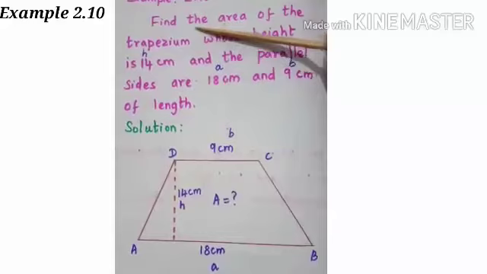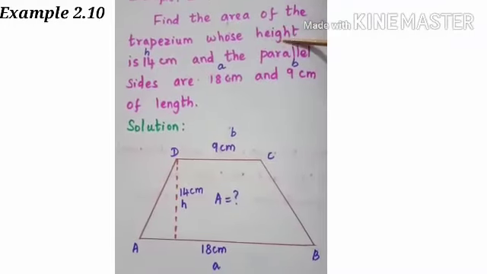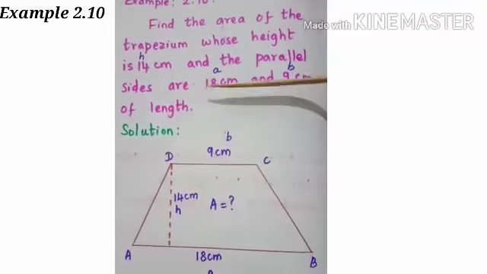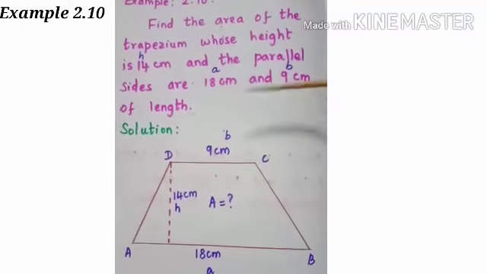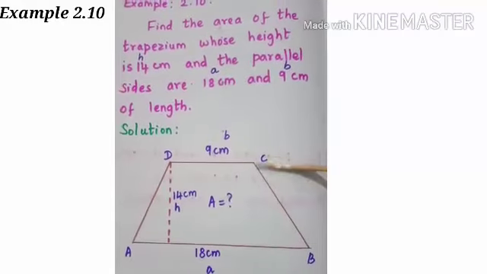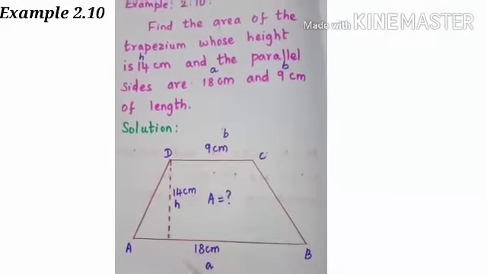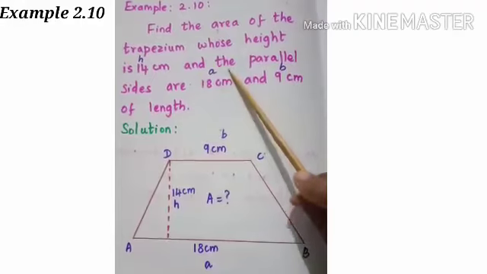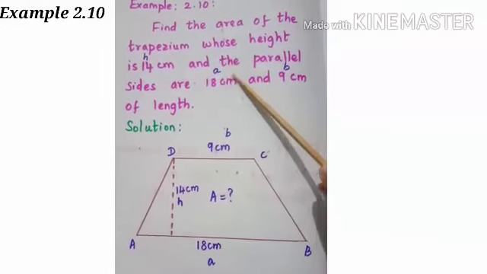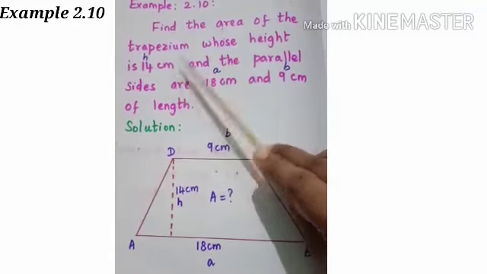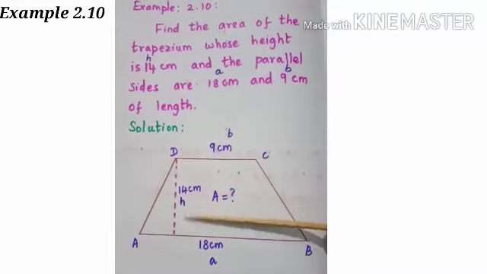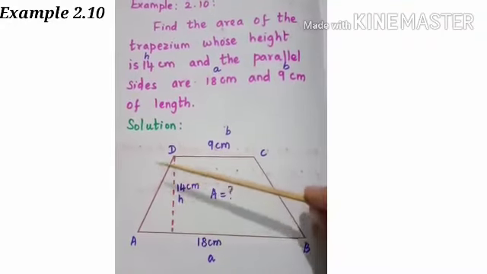Example 2.10. Find the area of the trapezium whose height is 14 cm and the parallel sides are 18 cm and 9 cm of length. So first we have to draw a trapezium ABCD, and given that 18 cm and 9 cm are the parallel sides and the height of the trapezium is 14 cm. So mark all the given values in the trapezium.